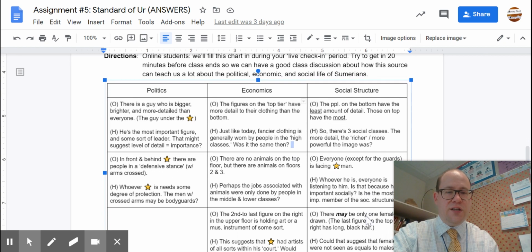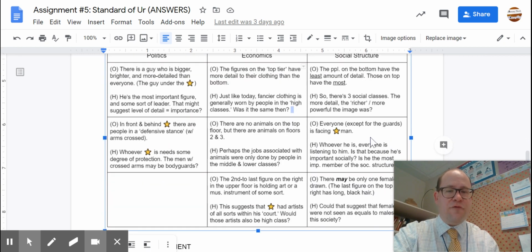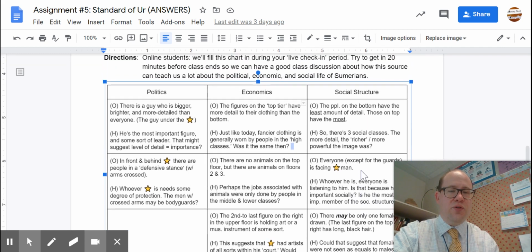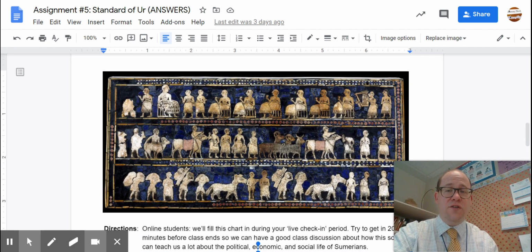Social structure. Everyone is facing the man except for the guards on the top level. Is that because he's the most important? Could it be because he is the most important member of the highest of the social structures? So not only is he the most detailed, you may have noticed that everybody is facing him on his floor, except for the bodyguards who are not facing him because their job is to protect him. Okay, so that might be another thing that shows you that this figure is very important.